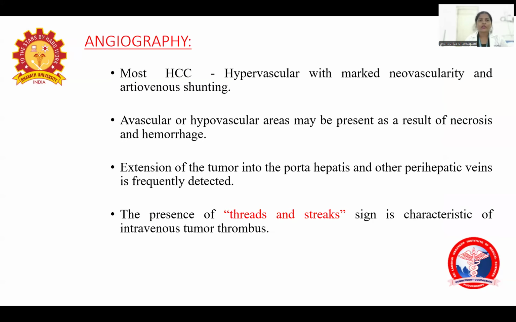So, angiography. Since it is a hypervascular lesion, most HCCs appear hypervascular with marked neovascularity and arteriovenous shunting. There may be avascular or hypovascular areas as a result of hemorrhage and necrosis.